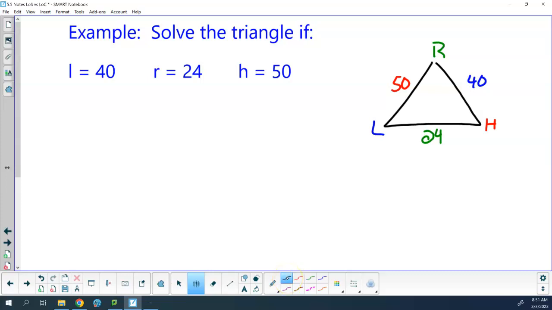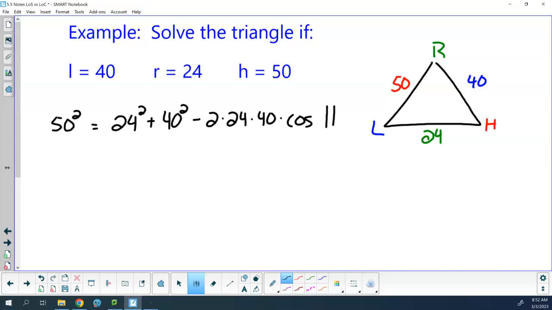So that's going to be 50 squared equals 24 squared plus 40 squared. Does it matter what order those two are in? Nope, it doesn't. Okay. Minus 2 times 24 times 40 times the cosine of H.